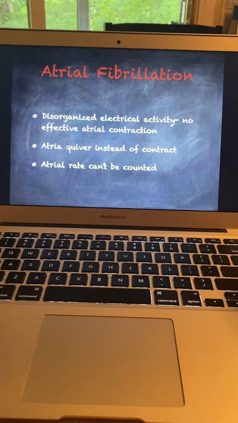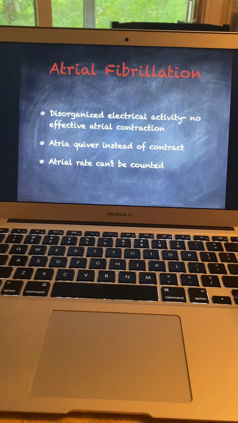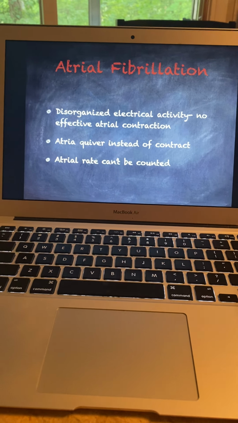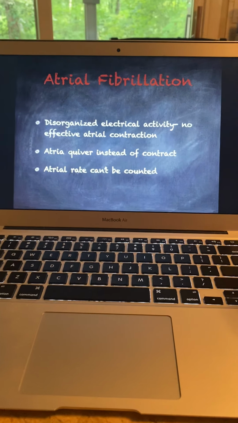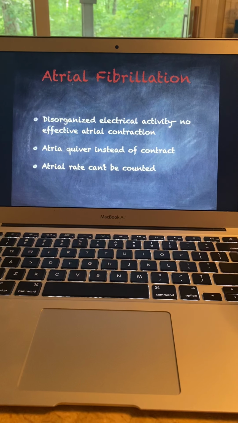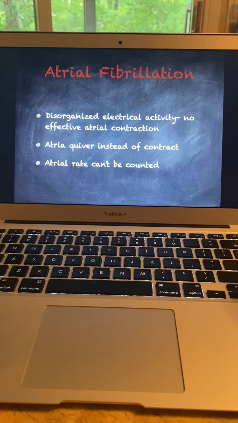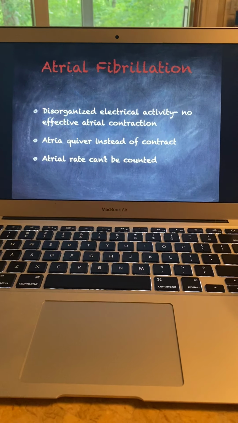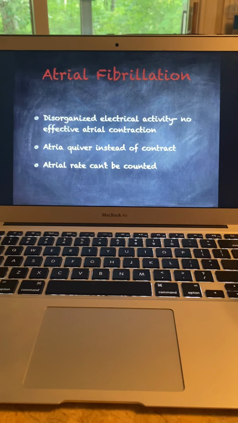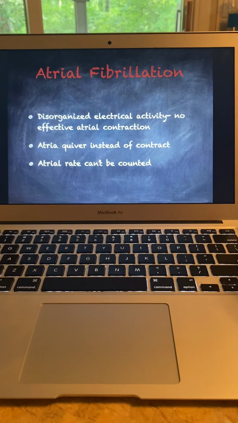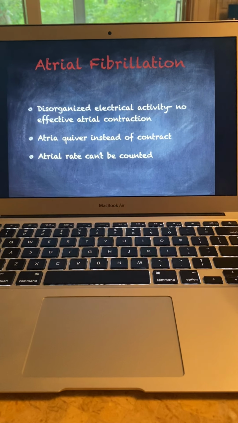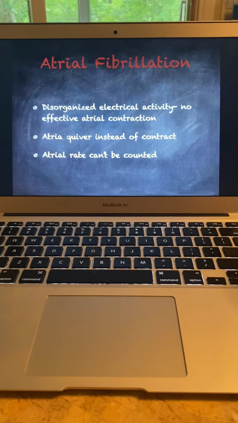AFib is a disorganized electrical activity, so there's no effective atrial contraction. That's why when we tell patients who are in AFib that instead of contracting, your atria are quivering. Because the patients in AFib, it's also impossible to measure their atrial rate because they don't have any P waves. There's really no effective atrial contraction.